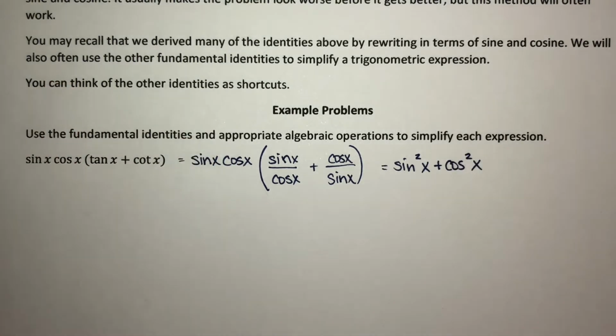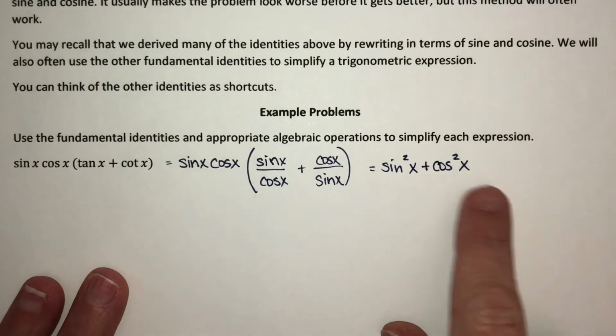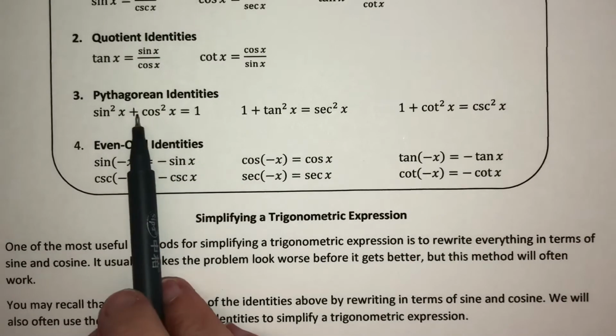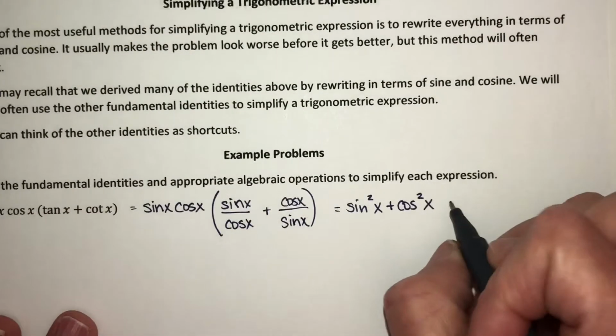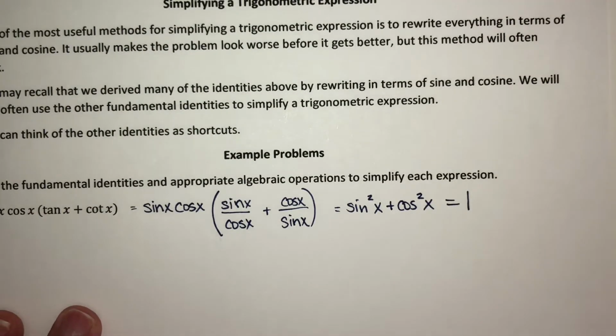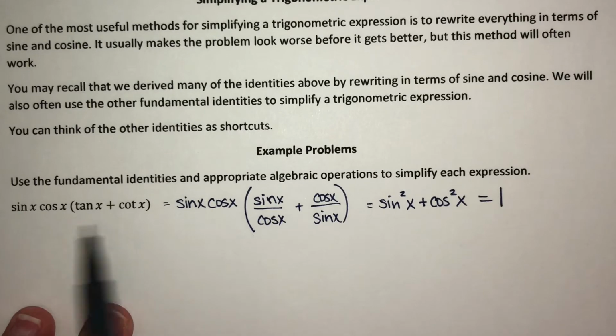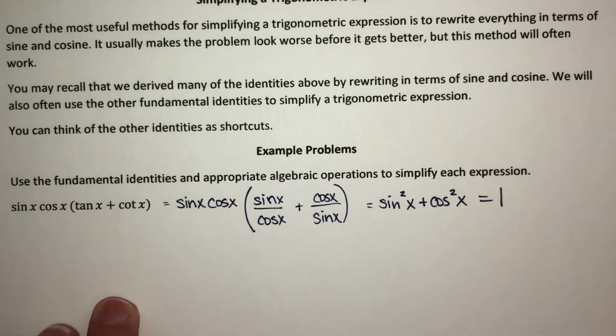So already it is more simple, but it is not completely simplified. And that's because sine squared plus cosine squared is one of our Pythagorean identities, and it is equal to 1. So this is simply 1. This whole trig statement is always equal to 1. It does not matter what angle we are talking about, it is equal to 1.